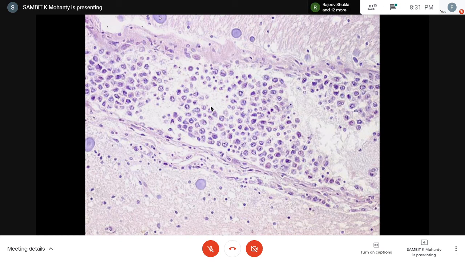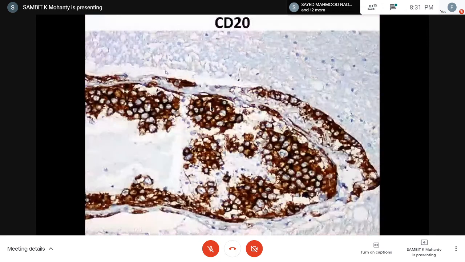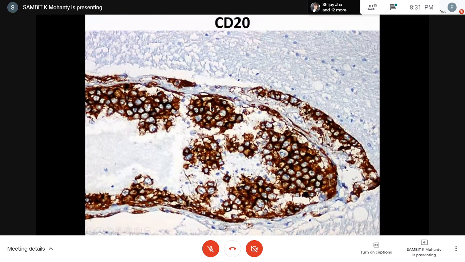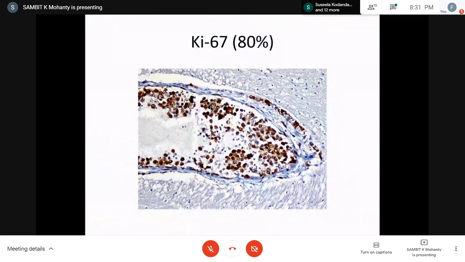In old age, you see these corpora amylacea, the polyglucosan bodies. They're present next to the pial blood vessels and the meningeal blood vessels just below the meninges. And this is a vessel which is clogged with these B cells. These cells are positive for CD20. Ki-67 is high. What are these structures?